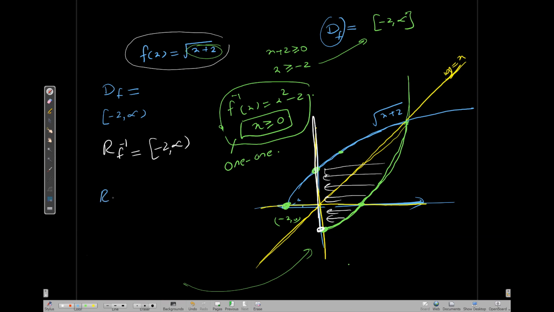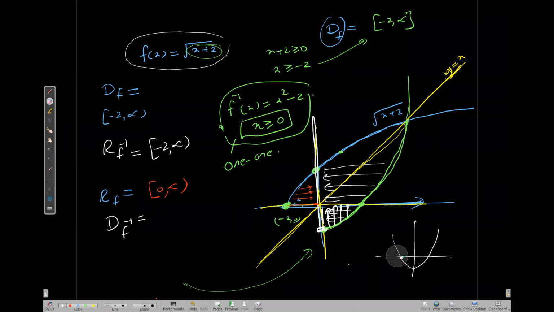So range of our original function, the blue color one, project it to y-axis. Everything starting from 0, so 0 to infinity. And let's check the domain of f inverse. The domain of green color one, if you project it down to x-axis, we can only put, because what I did was I restricted my function only to positive side when I was drawing it, so it's 0 to infinity. Now everything nicely makes sense.